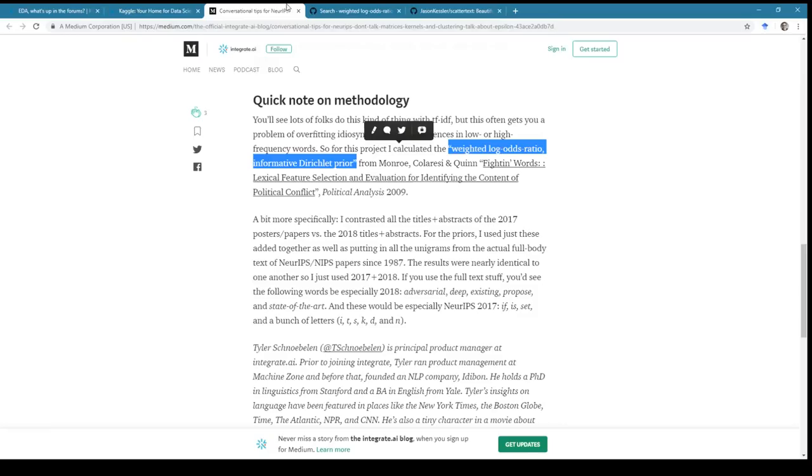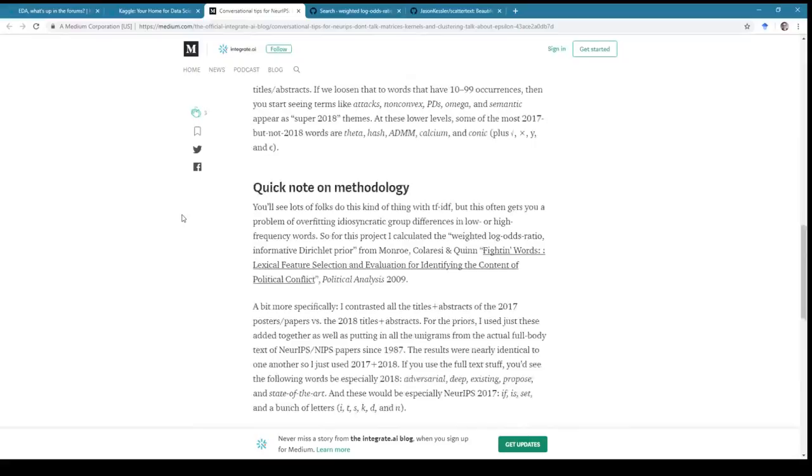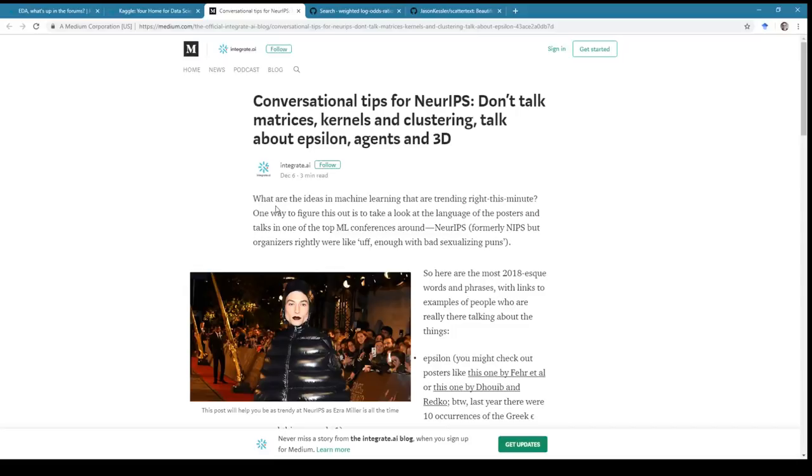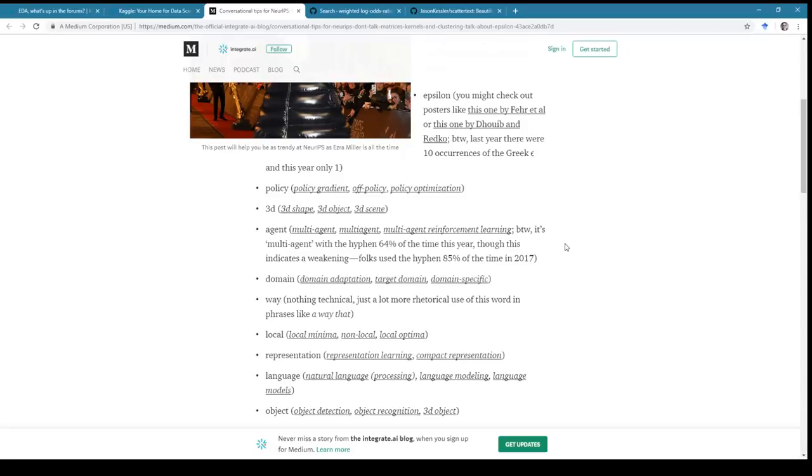Something that got me thinking is my friend Tyler wrote a blog post that I tweeted about, on the most surprising new words from NeurIPS 2018, so things that were more common this year than they were last year, and that just wrapped up in Montreal.